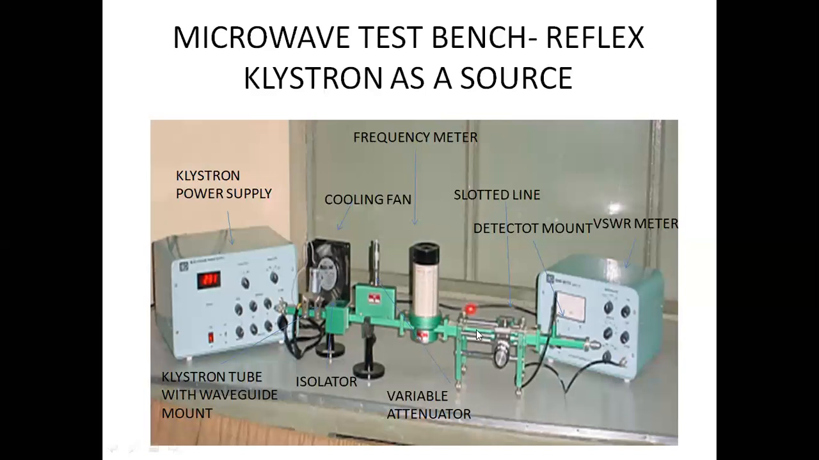Followed by the frequency meter, the next element is a slotted line. The main function of the slotted line is to carry out various types of measurements, for example frequency, wavelength, and unknown impedance. It is a very important component of the microwave setup. After the slotted line, the next element is the detector mount. This is a crystal detector mount, and inside it there will be a quartz crystal that detects the signal.